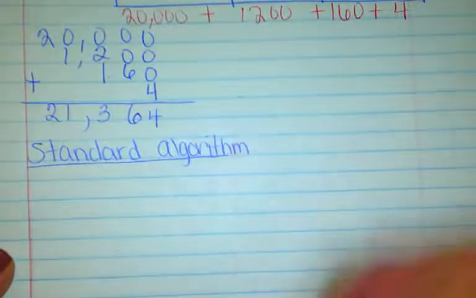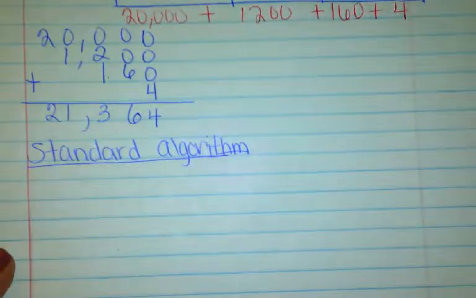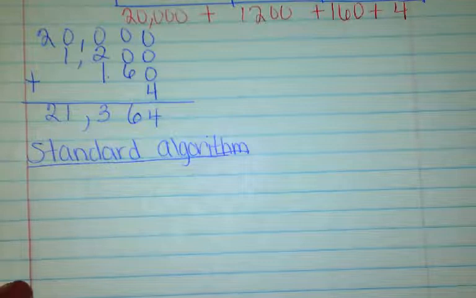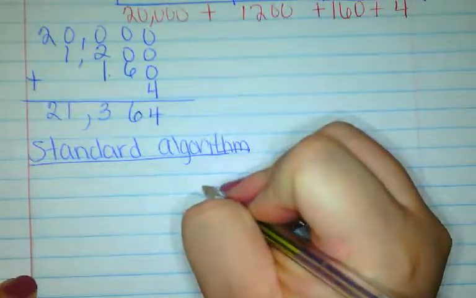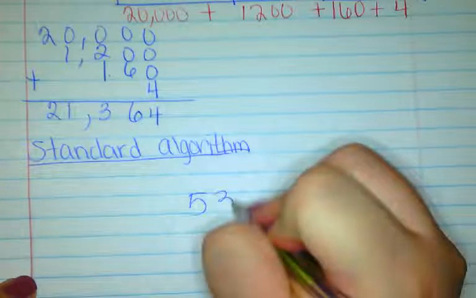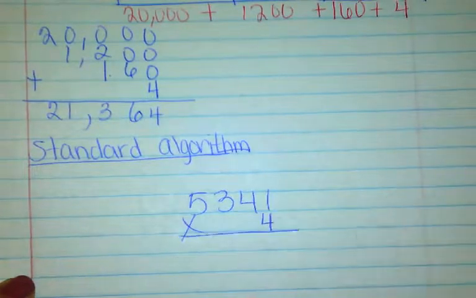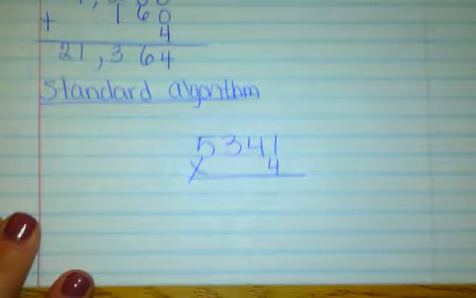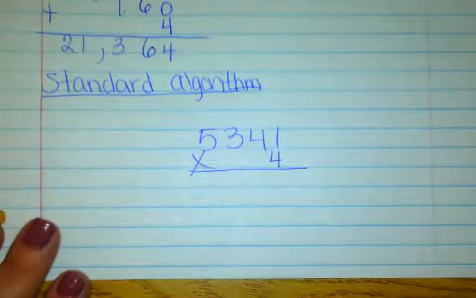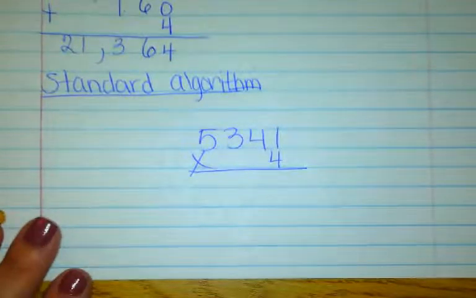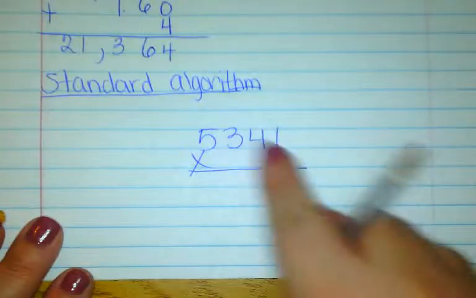Some of you are like, I don't get it. What do you mean? What do I have to do in standard algorithm? All you have to do is write your multiplication problem, set it up like that. Any questions of how to set it up? Now we start with each place value.